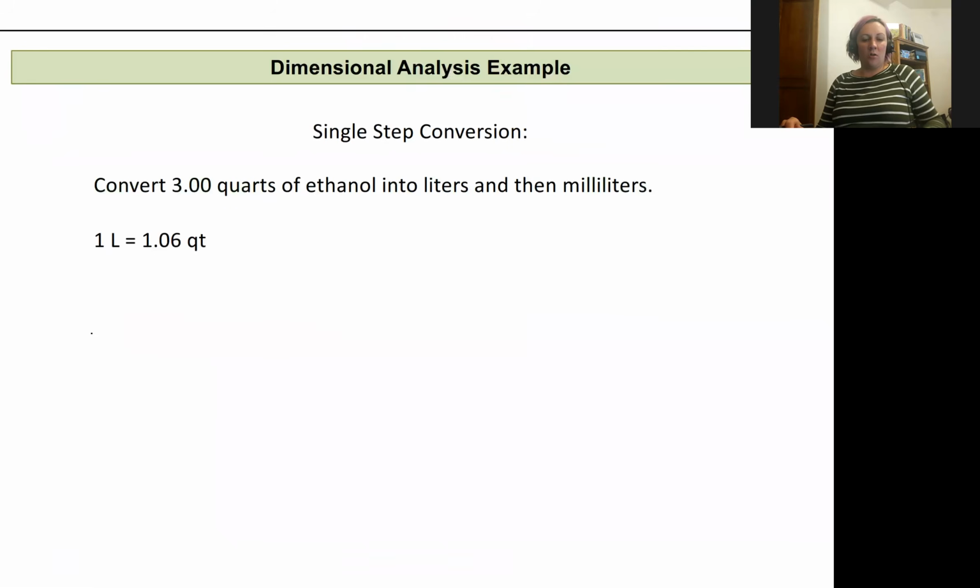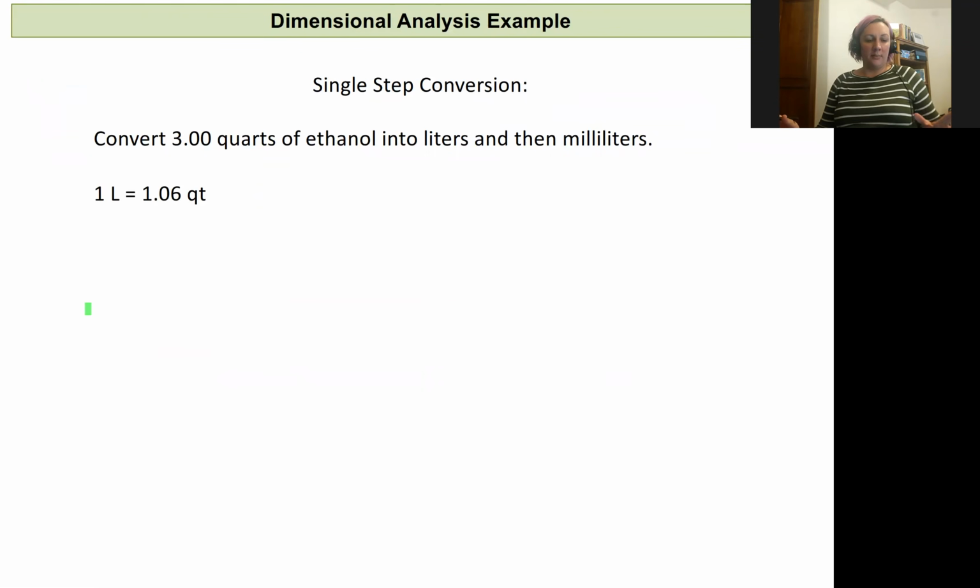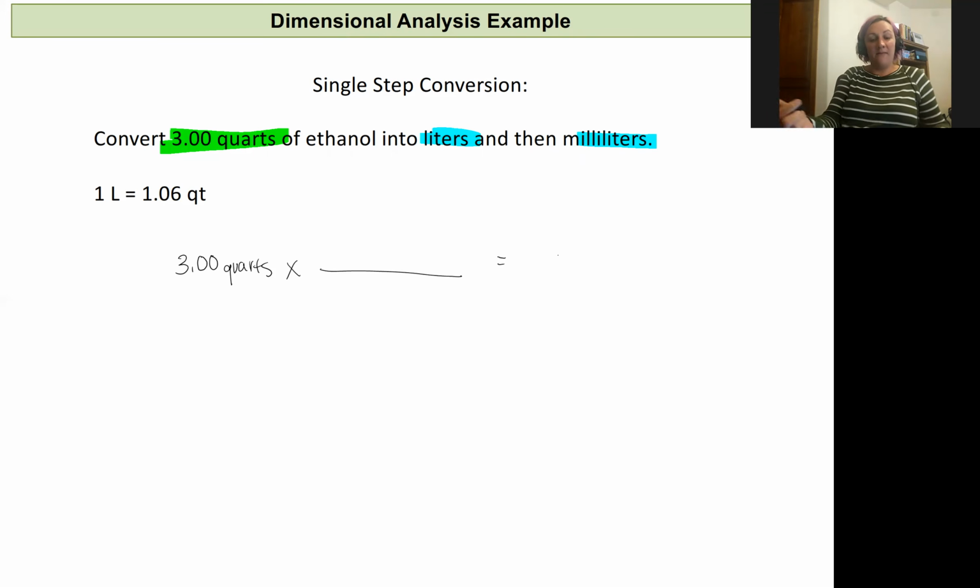So let's just show a really simple example of this so we know what we're talking about. This is a one-step single conversion. I'll expect everyone to be able to handle three-step conversions easily in this class, or larger ones less easily. So we're starting out with 3 quarts and we want to convert it into liters and then milliliters. So I always start by taking that given piece of information and writing it out. And now I know I need to multiply this by some conversion factor and end up with a value that is in units of liters first.